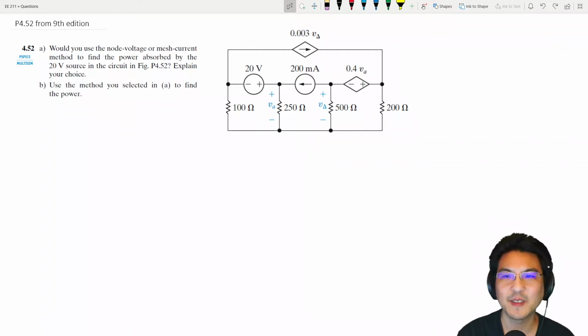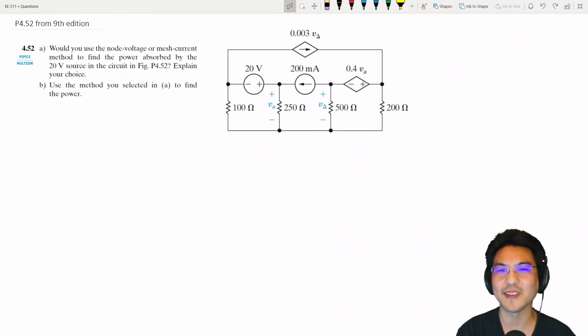Hey everybody, let's give this problem a try. So we're trying to decide between the node voltage method and the mesh current method. And you can use either, they both work. But let's keep an eye out for things like supernodes or super meshes.